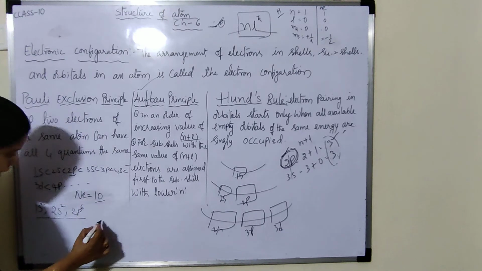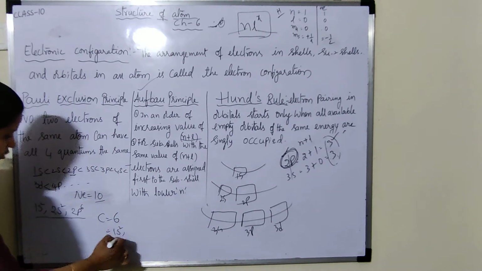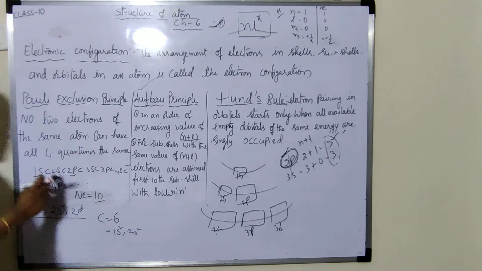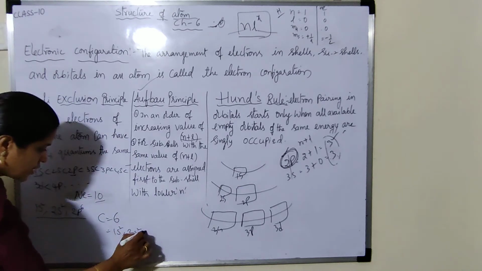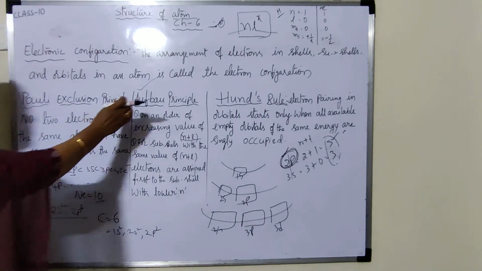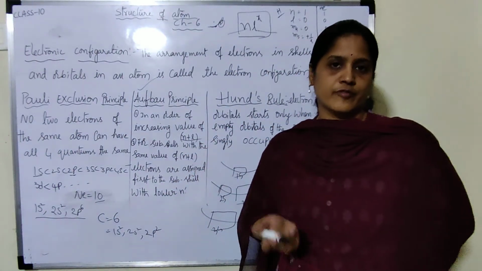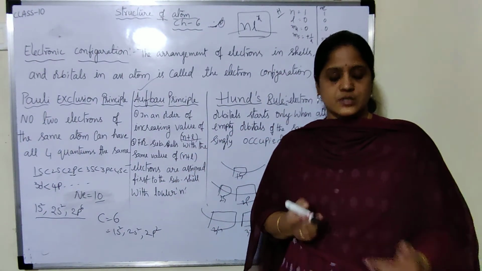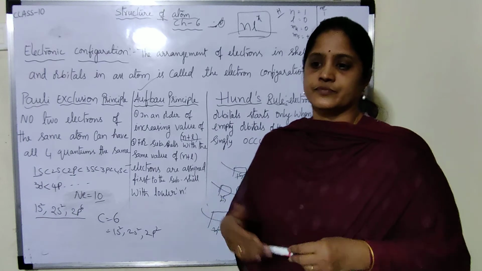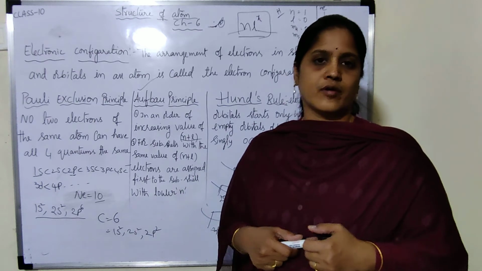Suppose you want to write the electronic configuration of carbon, how to write? 1s2 first, then 2s2. So 4 are over, only 2 more are there. So the next one is 2p2. Like that we have to follow the above principle, and easily we can write the electronic configuration of different atoms. By using this principle and diagram we can write up to a certain limit. We cannot write all the atoms' electronic configurations.